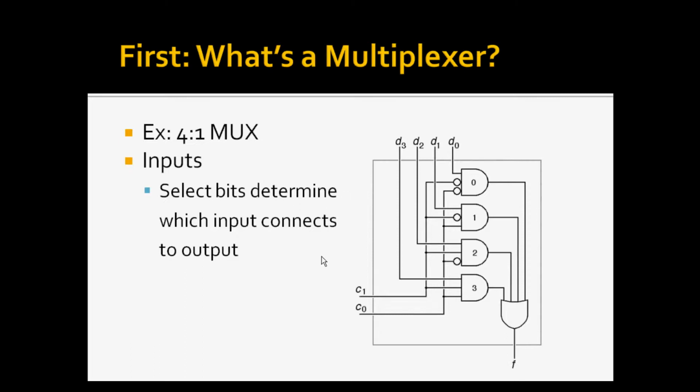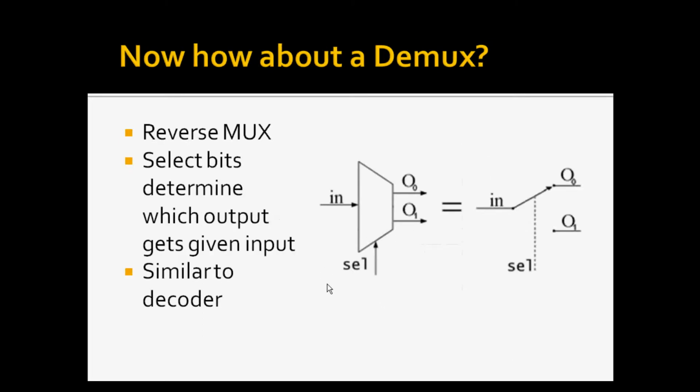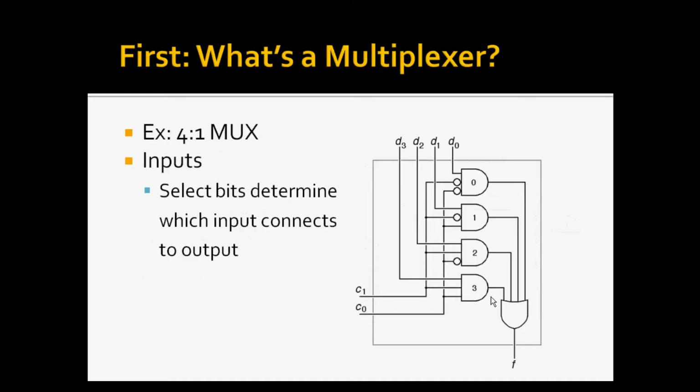Now, a demultiplexer works the opposite way. You'll have one specified input signal, and the output that receives this input signal is determined by the select bits. For example, you have an input X, and if your select bit is 0, then X will go to output signal 0. However, if select bit was 1, then X would go to output signal 1. The select bit determines which output gets the specified input, unlike a multiplexer, where the select bits determine which input goes to the specified output.